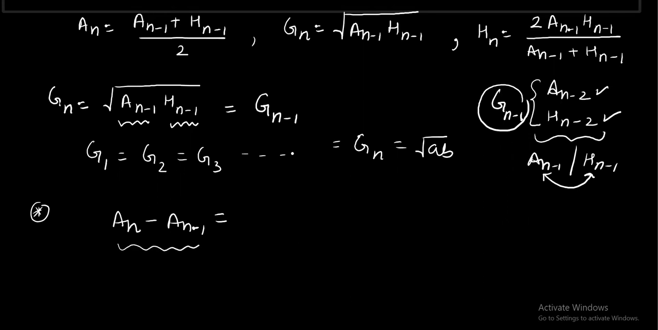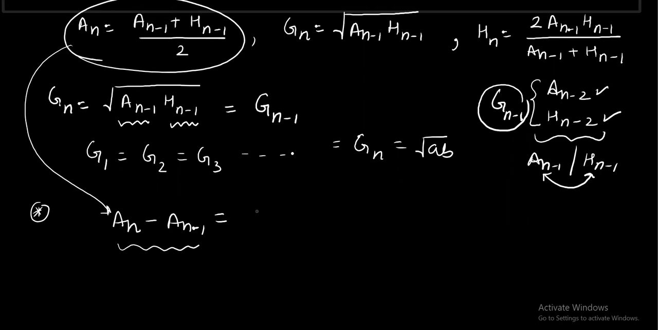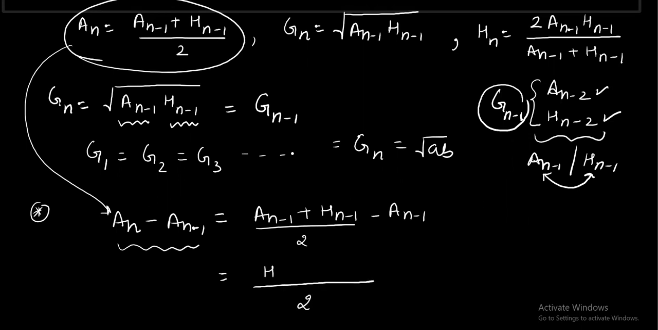So I started with an minus 1. An, I'm going to keep this value over here. So it turns out to be an minus 1 plus hn minus 1 upon 2 minus an minus 1, which after taking the LCM and solving gives me hn minus 1 minus an minus 1.